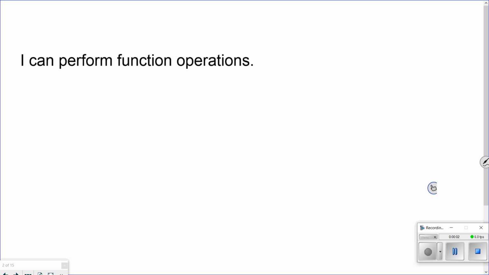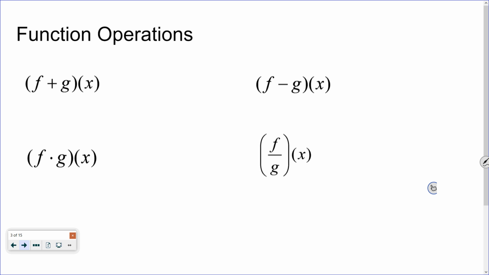Today we're going to go through and talk about how to perform operations with functions. So if you go to this first page of notes there, really the hardest part of this is just understanding the notation. So if you look at this first one, the way you say this is f plus g of x.